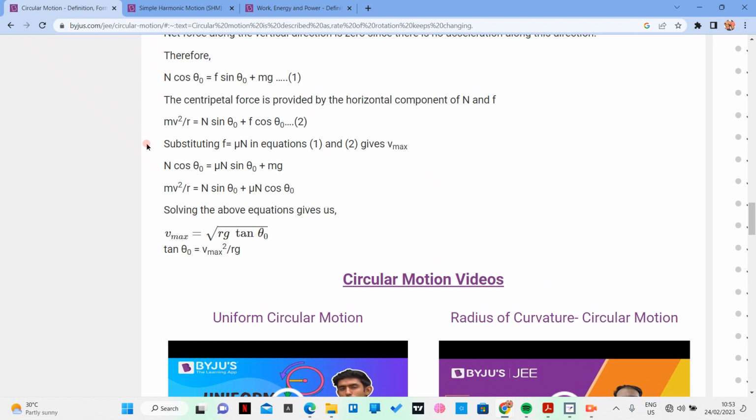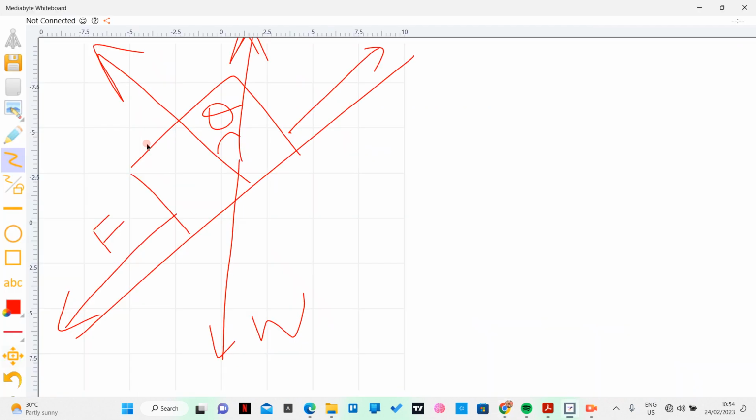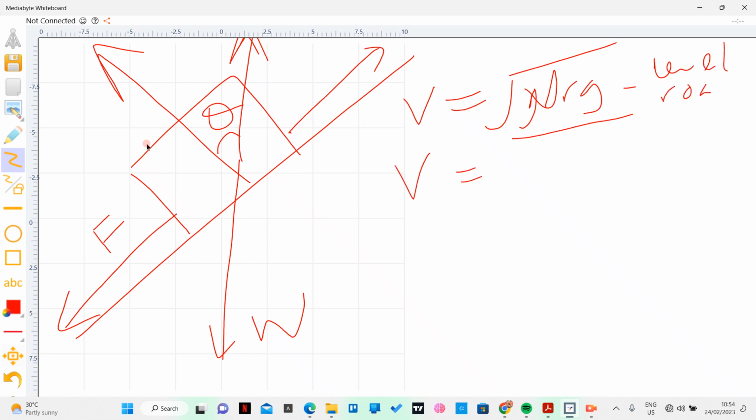Now when you solve each and every one of them, you are going to get your v max equals root of r g tan theta. Now there are a few things I want you to take note of from this. When it is a level road, you have v as the square root of mu r g. Now when it is on a banked road, you have root r g tan theta.